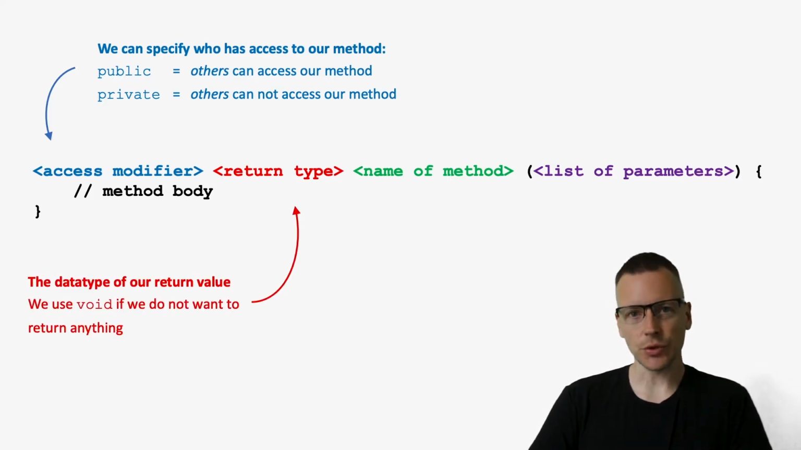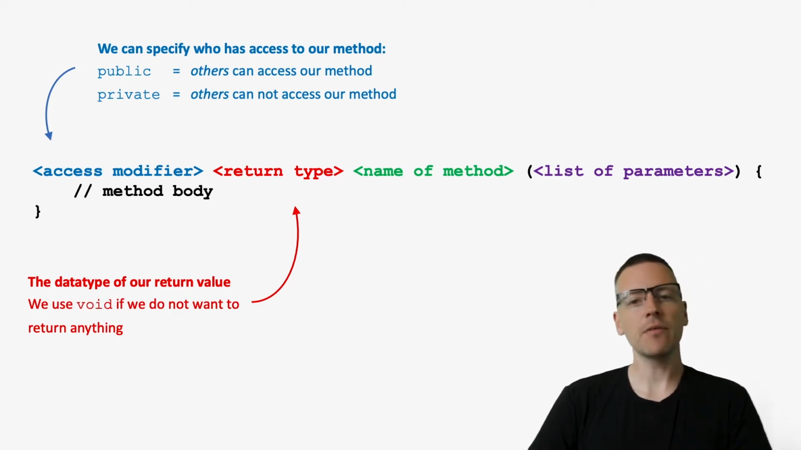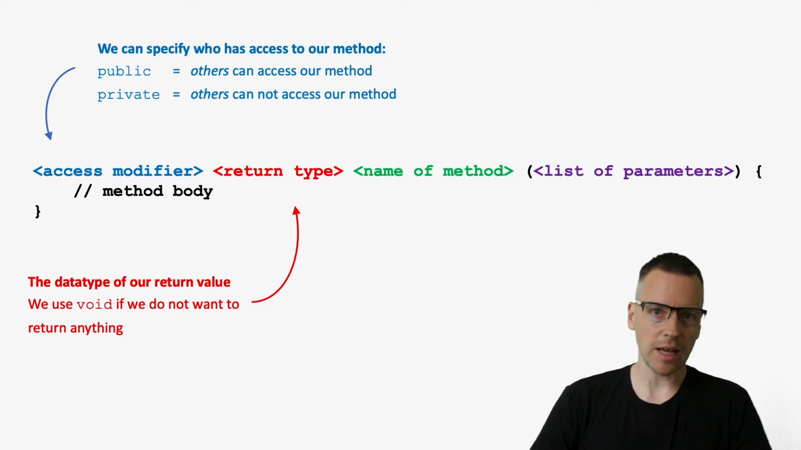Next is the return type. In Java, we have to specify what data type the return of a method has. Is it an integer? Is it a string? Or is it something completely different? If we don't want to return any value from our method, we specify that using the keyword void.